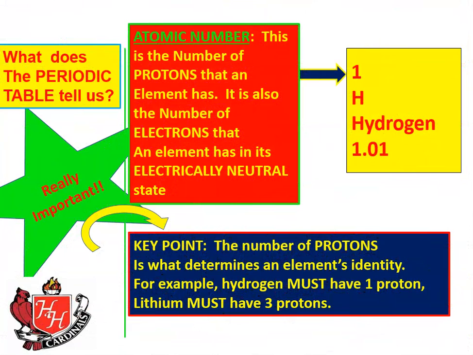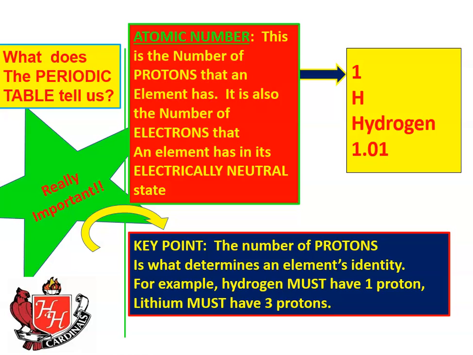Okay, so let's look at a simple periodic table. You'll see four elements. For each element, you'll see four different parts. So the atomic number, that's the number at the top on most periodic tables. This is the number of protons that an element has. It is also the number of electrons that an element has in its electrically neutral state. We'll define that on the next slide. So this is a very key point to remember.